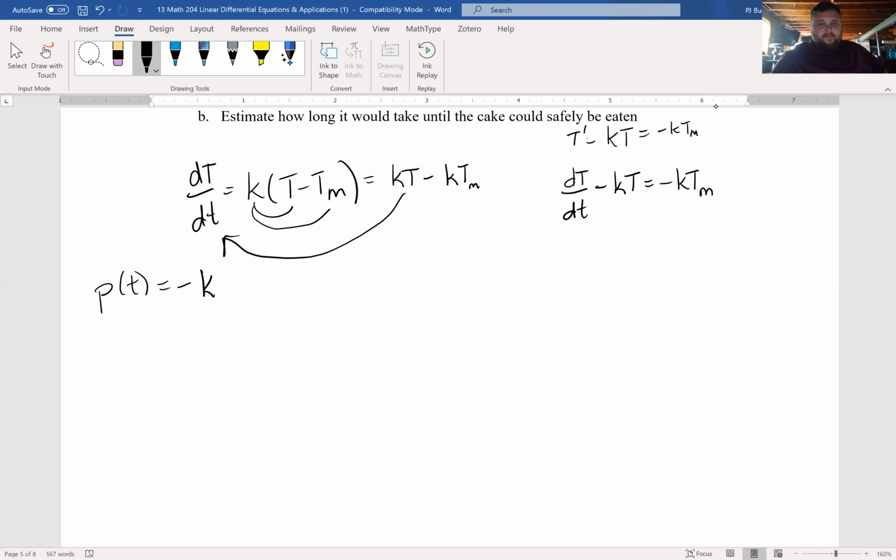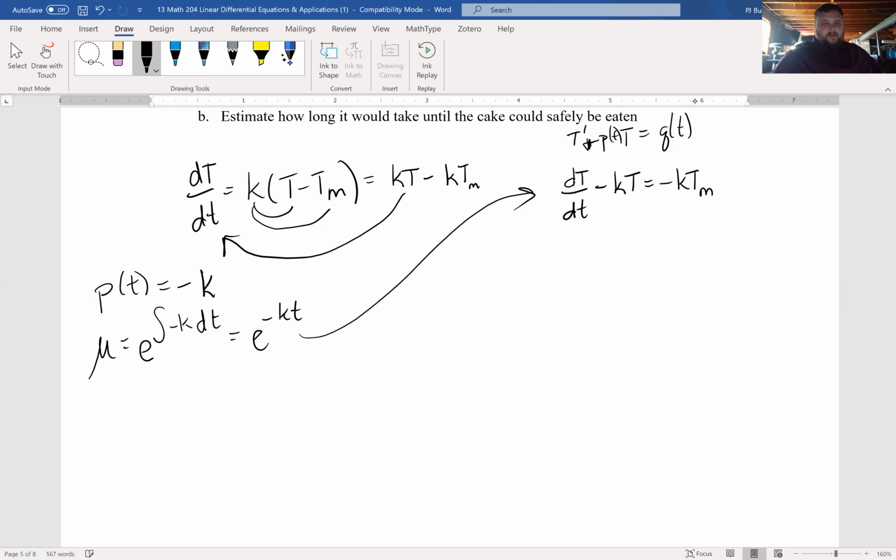So again, remember this should be plus some P of t, and then over here we'd have some Q of t. So P of t is minus k, which means my integrating factor is e to the integral of minus k dt. And that just gives me e to the minus kt. So then I take that and multiply it by everything that I started with up here.